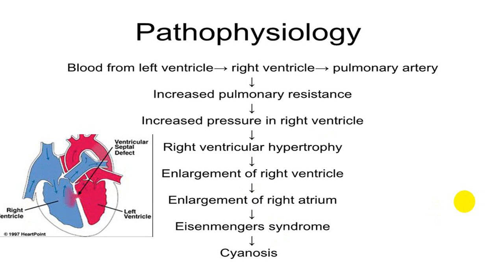But when there is a left to right shunt, you can have a paradoxical embolization from LV going into the right side, producing pulmonary embolism. So this will be the entire pathophysiology of what can take place in a medium size to large size VSD.